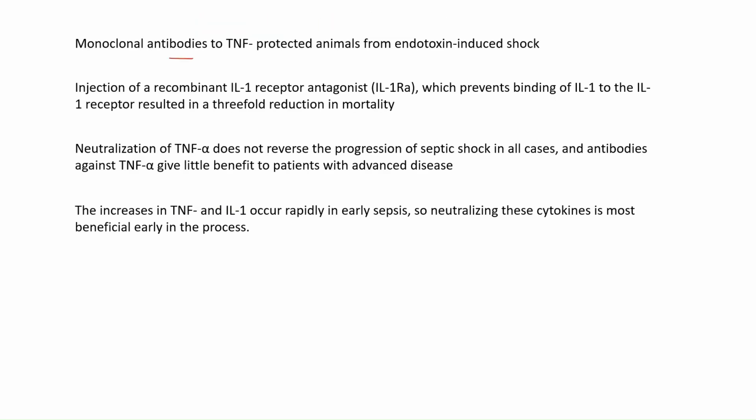Now, we have some monoclonal antibodies to tumor necrosis factor that protected animals from endotoxin-induced shock. So these antibodies, monoclonal antibodies, are used for the protection. Now, there are some injections available, for example, recombinant interleukin-1 receptor antagonist. This we already learned helps to stop the excess secretion of interleukin-1. Similarly, we have tumor necrosis factor alpha, which can harm ourselves when produced excessively. But in case of tumor necrosis factor alpha, we cannot completely reverse the situation, but we can provide a little benefit to the patient. Similarly, tumor necrosis factor and interleukin-1 increase rapidly under sepsis. So if we can diagnose it in an early stage, it is beneficial because we can protect the patient.